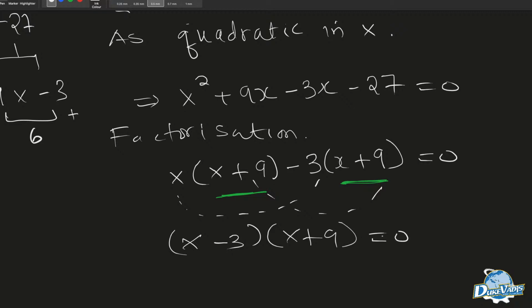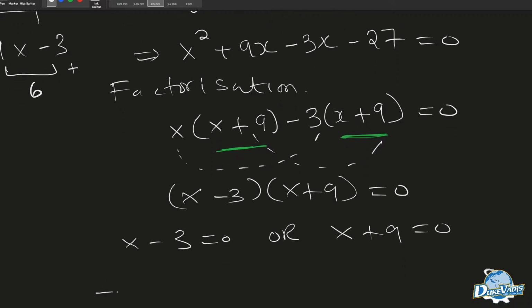So now we say x minus 3 is equal to 0, or x plus 9 is equal to 0, because they are multiplying. This implies that x is equal to 3, or x is equal to negative 9. This is our answer to this equation.